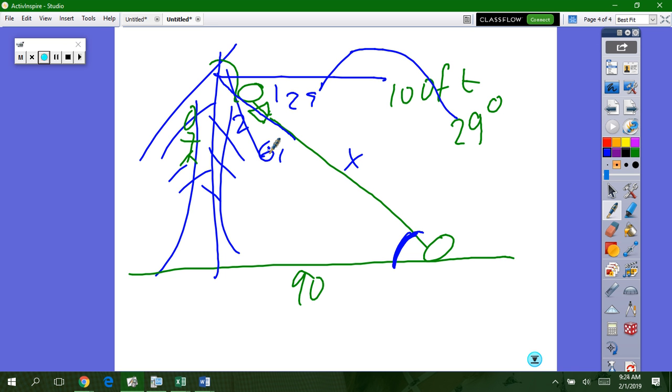Okay. So I'm standing here. What's this side? Opposite. What's this side? Hypotenuse. So that is sine. So sine of 61 is 90 over x. Solve for x. Ready, set, go.